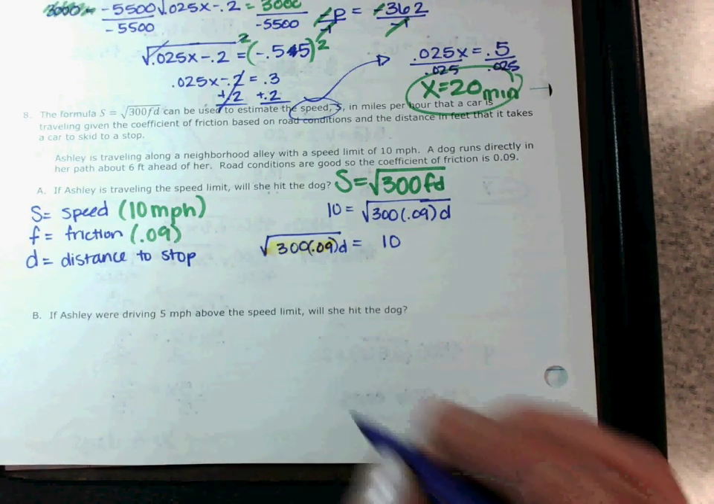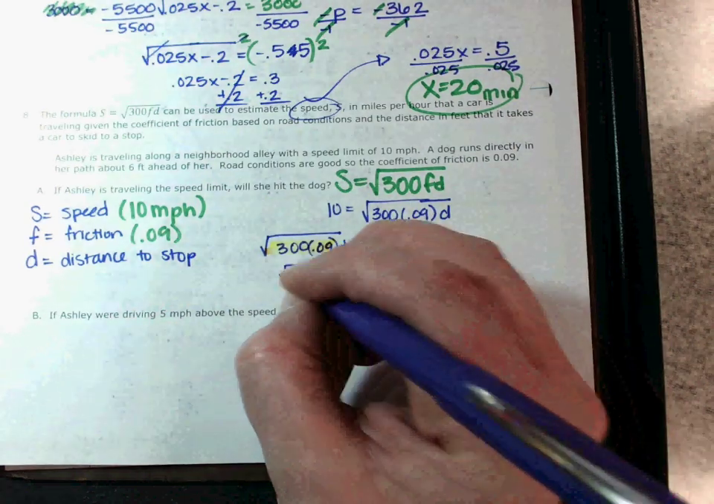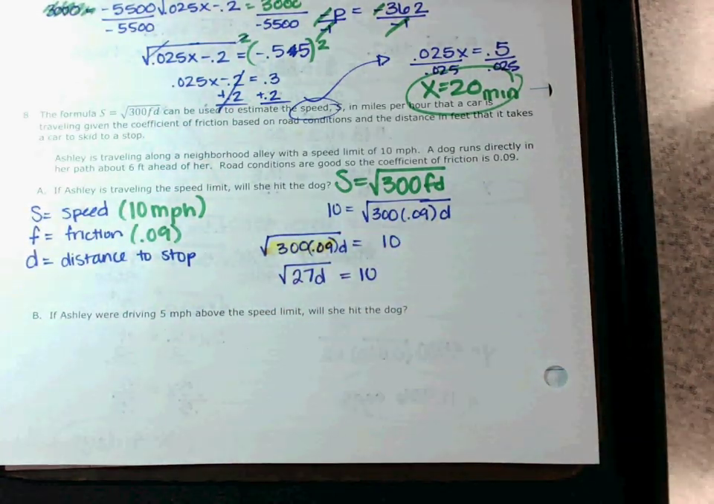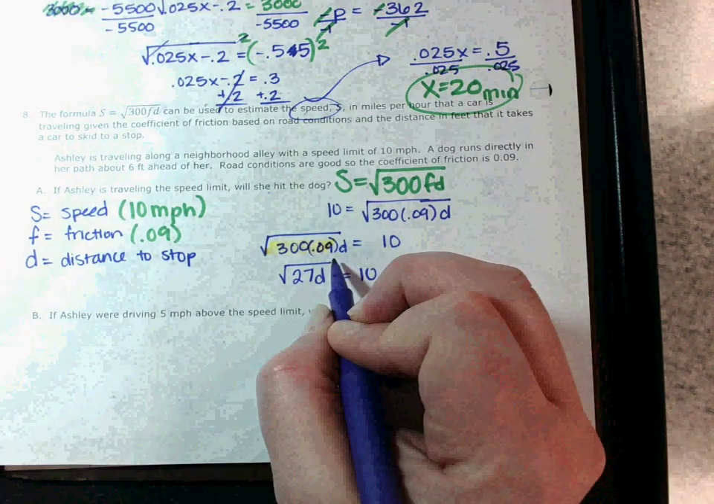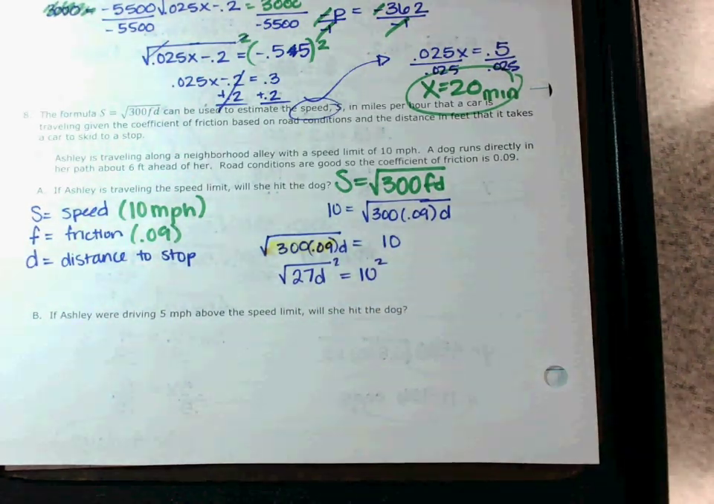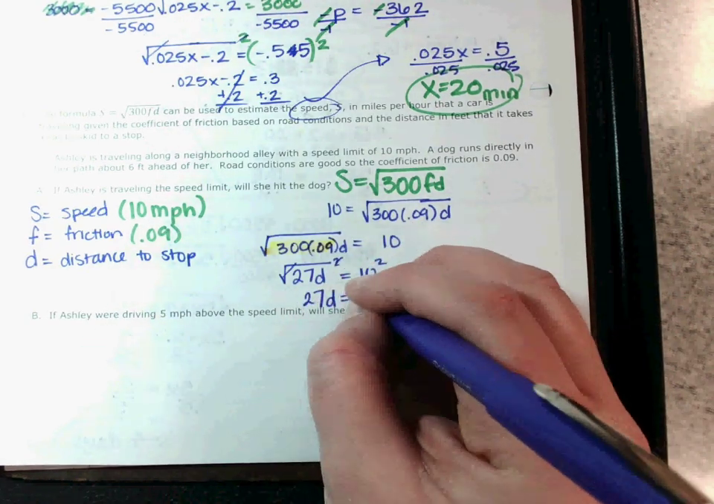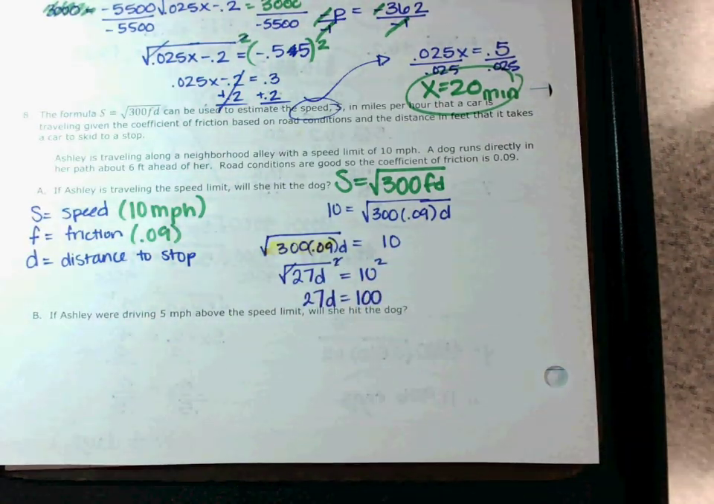How much does that come out to be? 2.7D. Okay, and now from here we can just solve it. So square both sides. 10 squared is how much? Okay, 2.7D equals 100. Last step, 100 divided by 2.7.